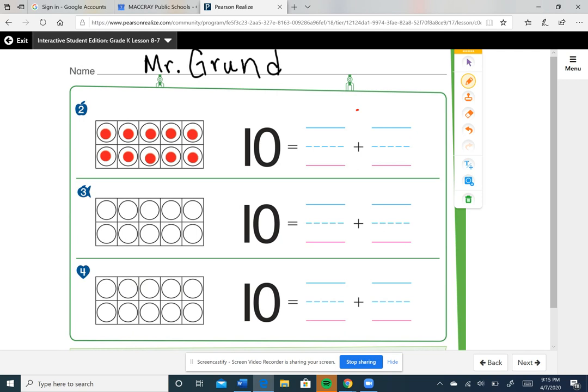How many reds do I have here? You want to know a little quick trick? If the whole 10 frame is filled up and it's all one color, that means there's 10 in here. You can only put 10 counters in here. And they're all red, so I know, oh, Mr. Grund, that's 10. So I have 10 reds.